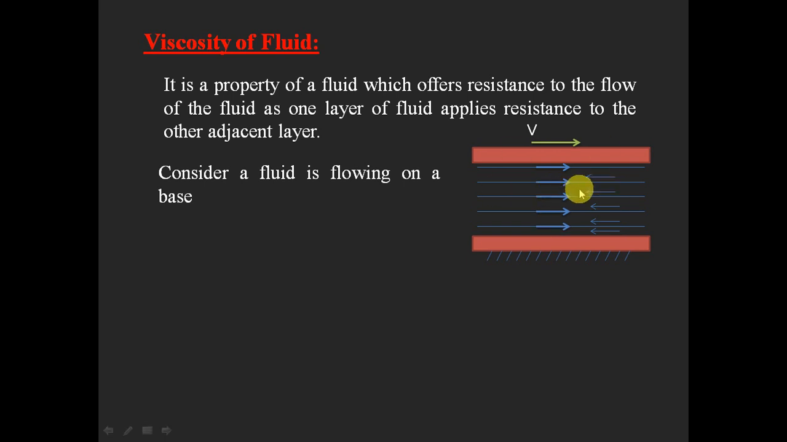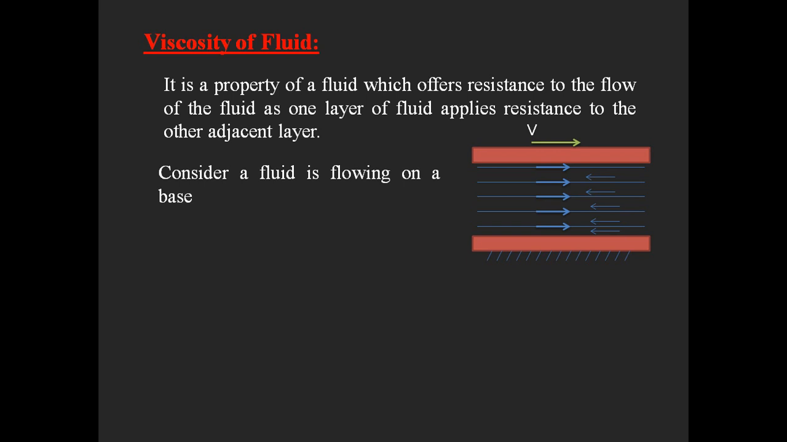Because of this viscous property, due to this resistance, the velocity will be reducing when you are going downwards. Why? Because when you are going downwards, the number of fluid particles is increasing. Due to that the viscous property also increases, so the resistive force also increases, and then the velocity decreases.